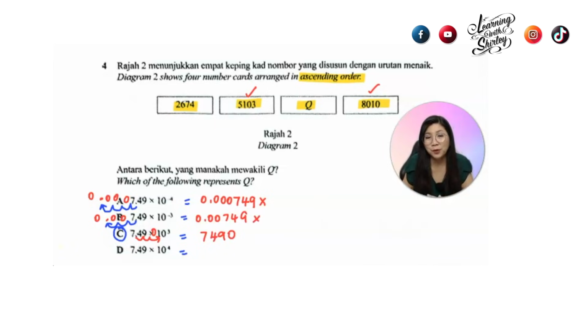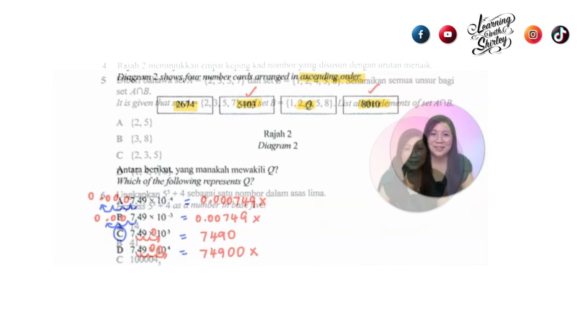7.49 times 10 power 4, which means we move the decimal point 4 spaces to the right. 1, 2, 3, 4. So we add 2 zeros. So we get 74900. So this can't be the answer also. Okay? So the answer is C.